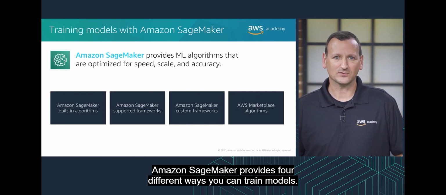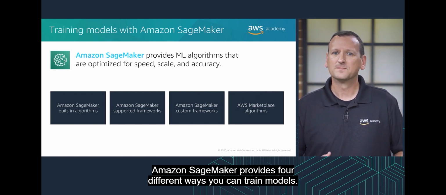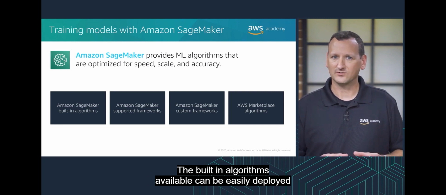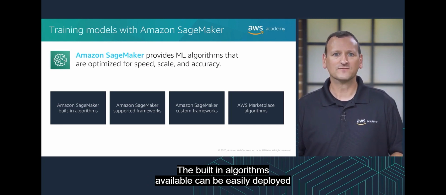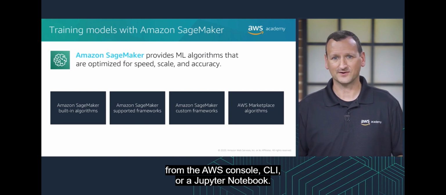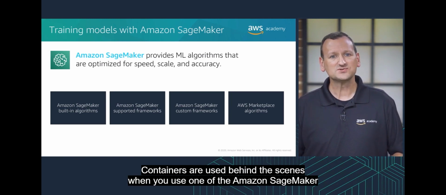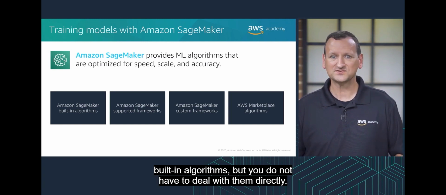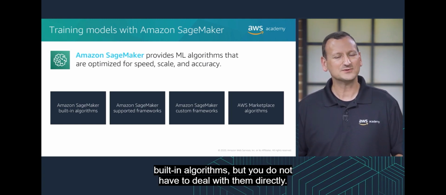Amazon SageMaker provides 4 different ways you can train models. The built-in algorithms available can be easily deployed from the AWS console, CLI, or a Jupyter notebook. Containers are used behind the scenes when you use one of the Amazon SageMaker built-in algorithms, but you do not have to deal with them directly.